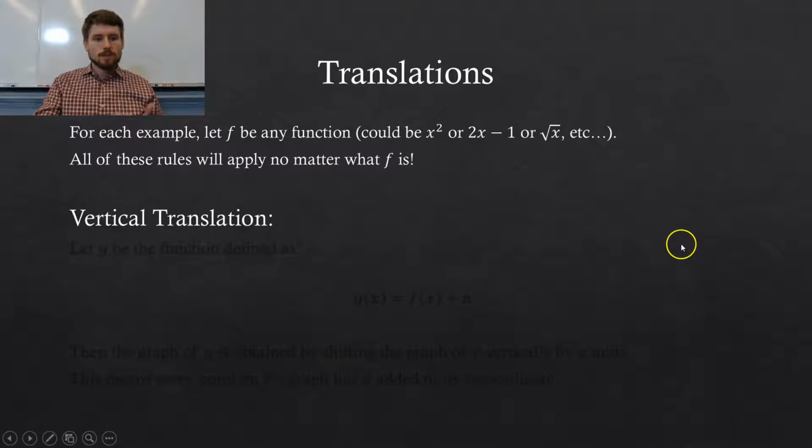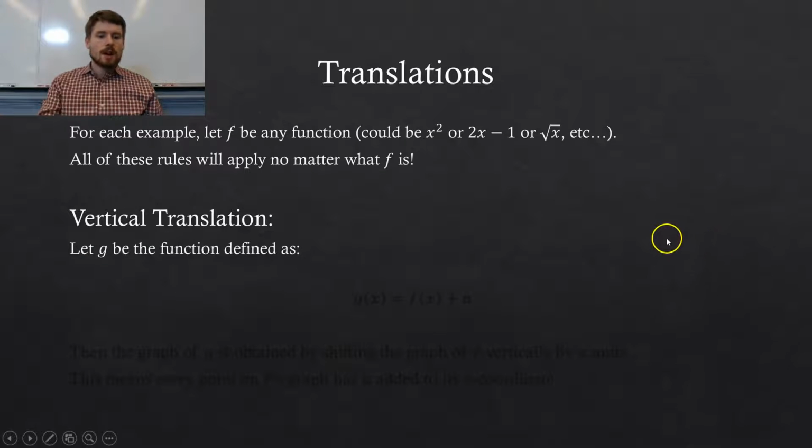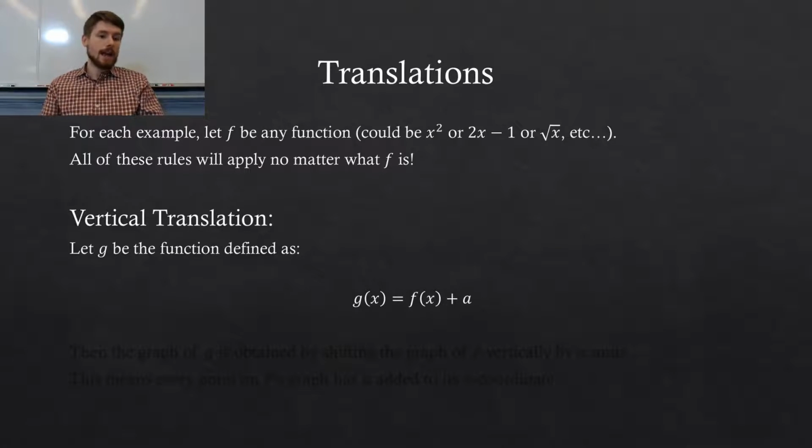All right, so we'll first look at a vertical translation. We're going to make a new function, and it's going to be based off of our general function f. So we're going to call this one g. So let g be the function that is whatever f is, f of x plus a. So you're going to add a after you apply the function f to your input.